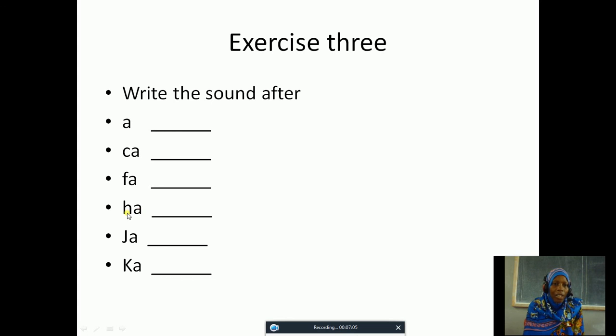There we have sound ha. You are going to write the sound that comes after sound ha. Then there you have sound ja. You are going to write the sound coming after sound ja. There we have sound ka. You are going to write the coming sound after sound ka.